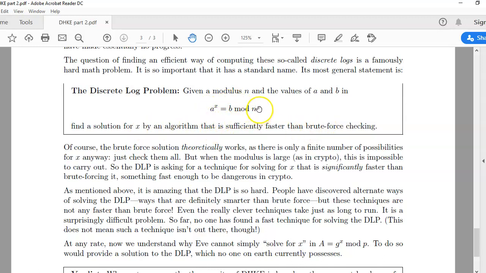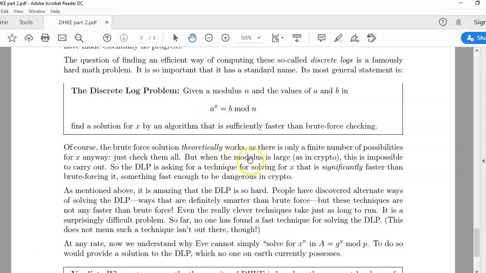Can you solve such an equation for x? If you know a, b, and n, can you solve such an equation for x by some technique that is faster than just brute forcing it? Now, of course, the brute force solution theoretically, mathematically works. There's only a finite number of exponents that could possibly work, so just check them all.